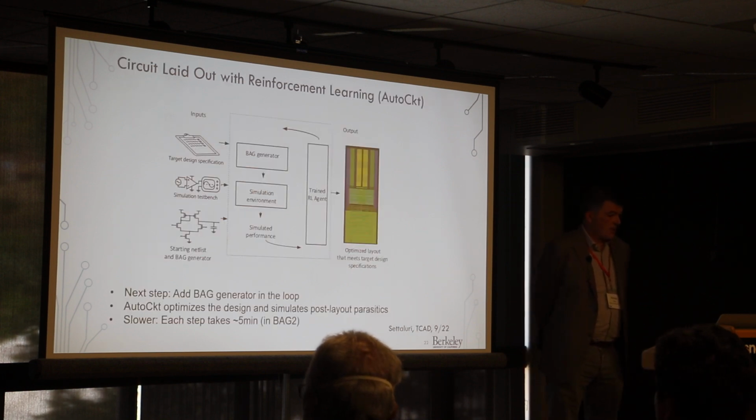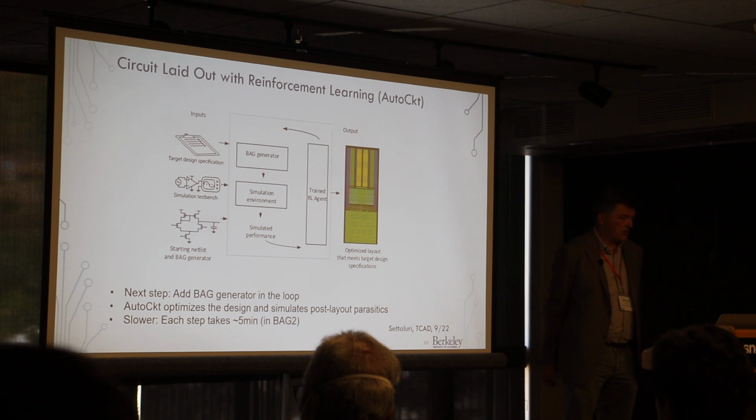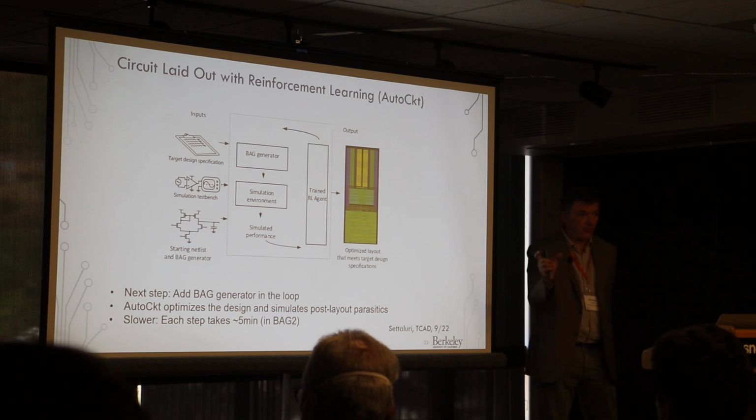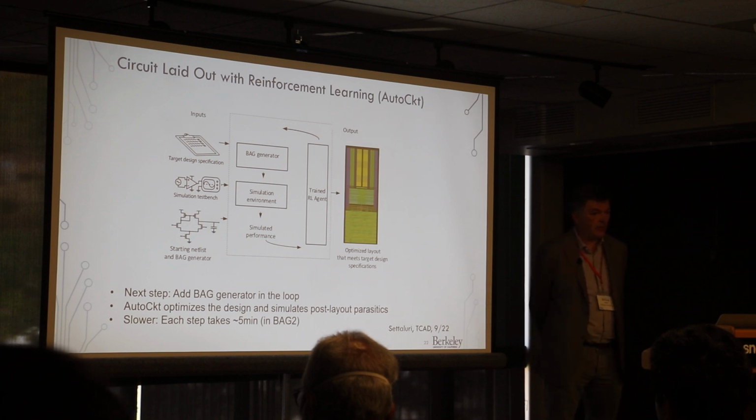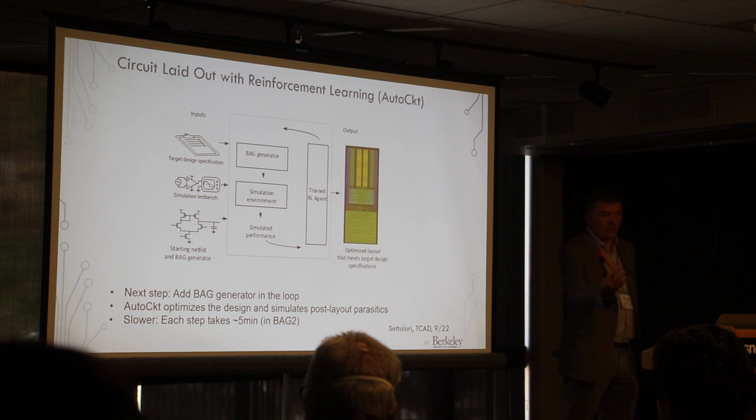So the next step is, let's try to couple this to BAG and couple it to a generator. Generator is now this digitized form that we can manipulate and actually run actual extracted parasitic simulations. So that work, that took quite a bit of an effort. Conceptually, it's the same thing. We are just extracting a netlist from BAG.